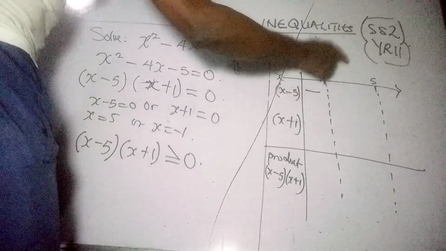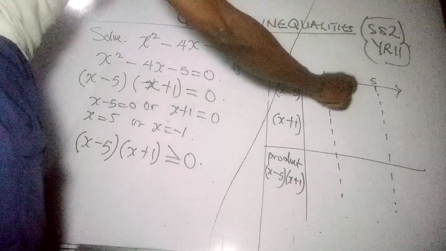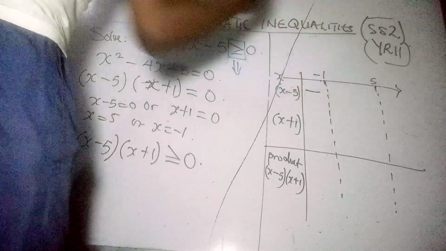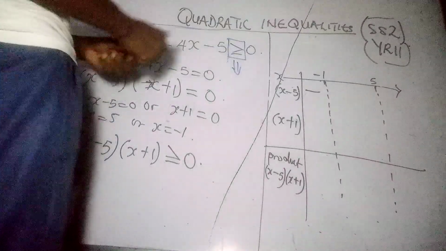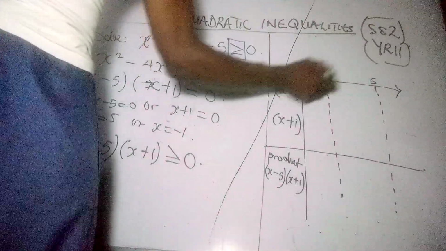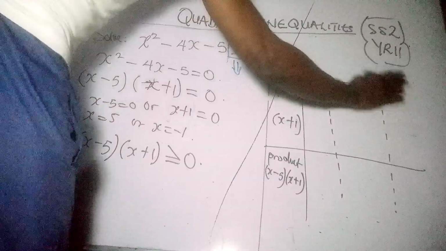If I go after minus 1, that will be 0. If I put 0 here, it will still be negative. If I put 2, 2 minus 5 is negative 3. If I put 4, 4 minus 5 is negative 1. That means between minus 1 and 5, we still have negative. Okay? Let's now go to after 5.